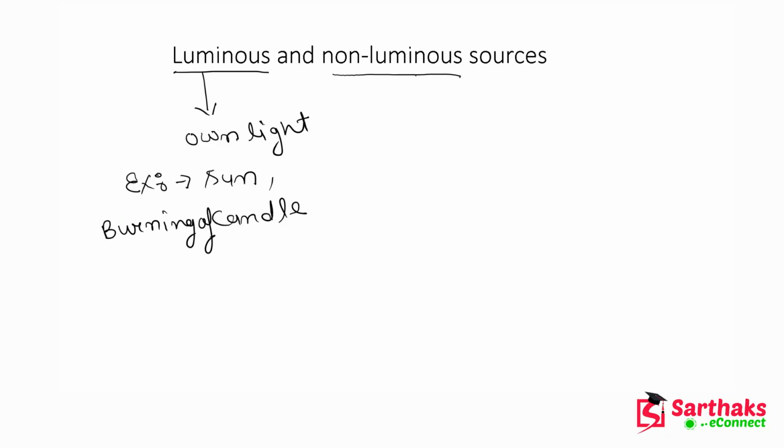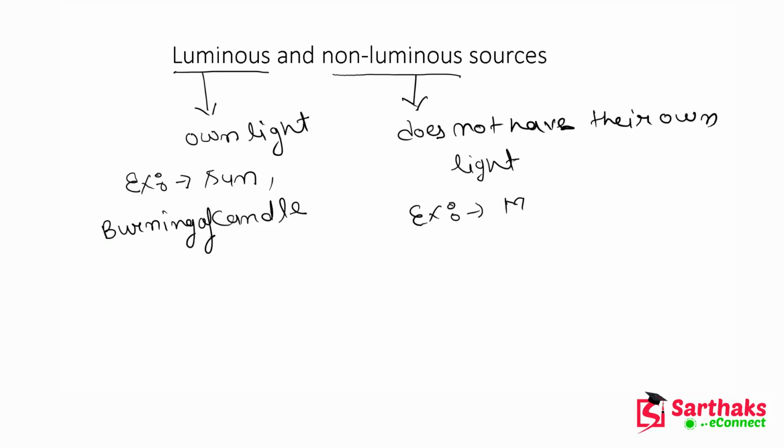Now if I talk about non-luminous sources, these are just the opposite of luminous sources. Luminous sources have their own light, but non-luminous sources do not have their own light. The moon is a great example of a non-luminous source. Our earth is also a very good example of non-luminous sources. I hope my point got clear.